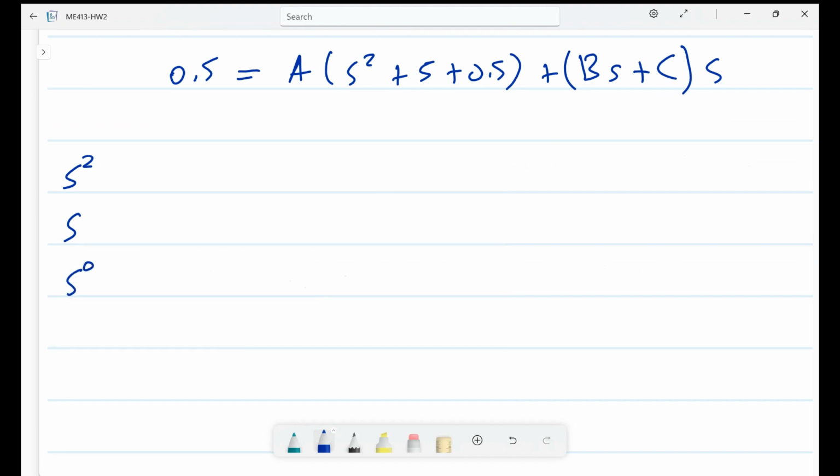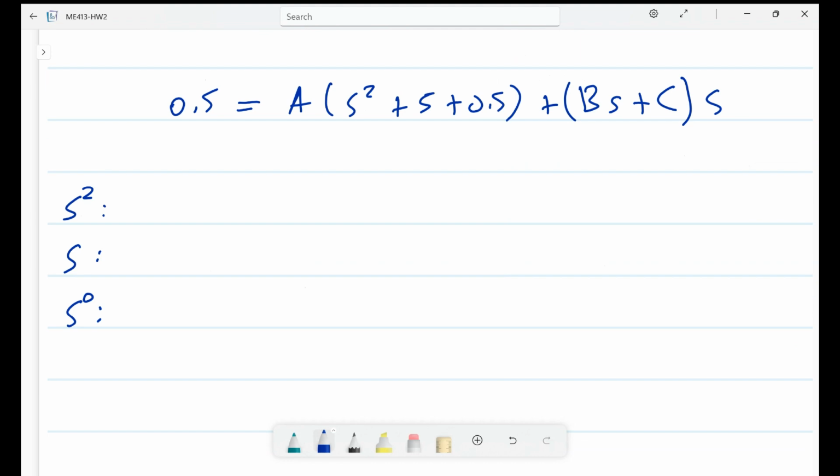So for s squared, what are the coefficients of s squared on the right hand side? We have A, and we have B, which is Bs multiplied by s, so we'll put B.